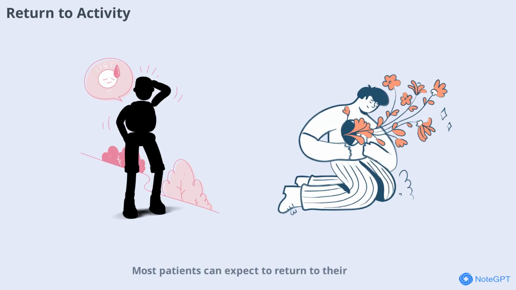Most patients can expect to return to their usual activities after appropriate treatment for biceps tendon pathology. The timeline varies depending on the procedure and individual factors, but with proper rehabilitation, outcomes are generally excellent. Athletes and active individuals often regain full function and performance.